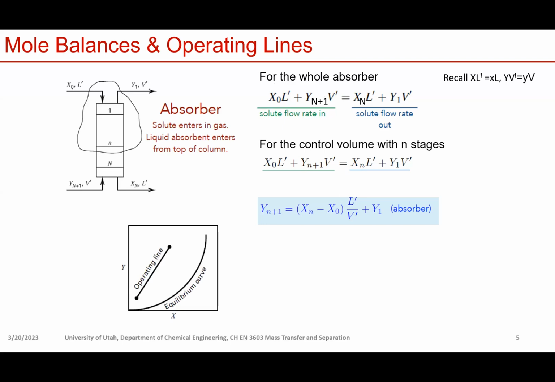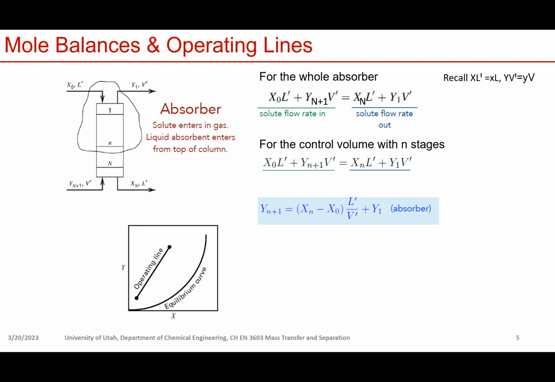On the y versus x plot, you have a straight line, and this straight line goes through the point with coordinates x0 and y1, with a slope of L prime over V prime, right? This line we call the operating line.